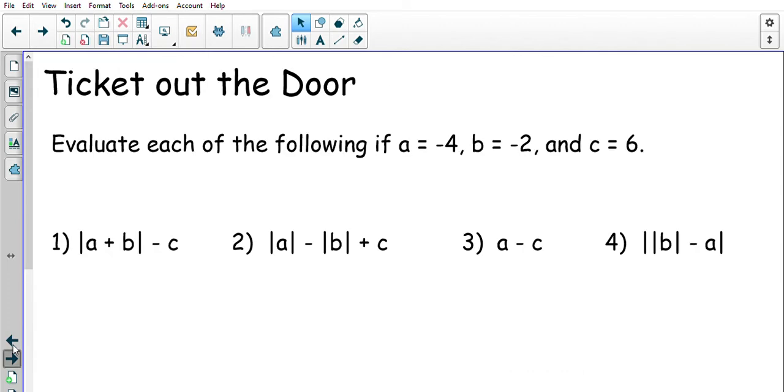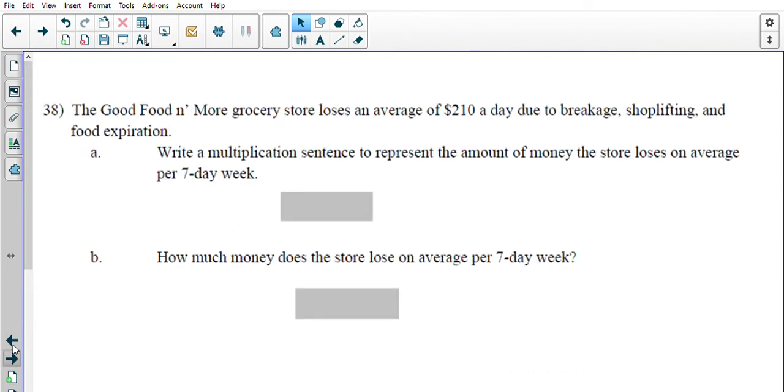All right, so let's take a look at number 38. We do have some word problems mixed in. None of them are very challenging, not as much as the ones for adding and subtracting, which I do think were a little bit more difficult. This problem says the Good Food and More grocery store loses an average of $210 a day due to breakage, shoplifting, and food expiration. Part A, write a multiplication sentence to represent the amount of money the store loses on average per 7-day week.